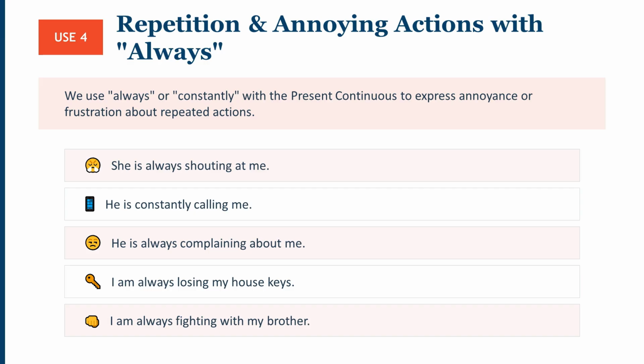Use number 4 is a special one. We use the present continuous tense with the word always or constantly to express annoyance or frustration about repeated actions. For example, she is always shouting at me. This shows that the speaker is annoyed by the shouting. He is constantly calling me. Again, this shows frustration. He is always complaining about me. I am always losing my house keys. I am always fighting with my brother. In all these examples, the word always with the present continuous shows that the action happens repeatedly, and usually the speaker is not happy about it.